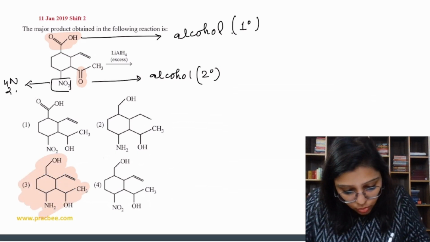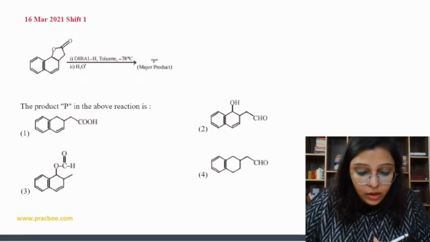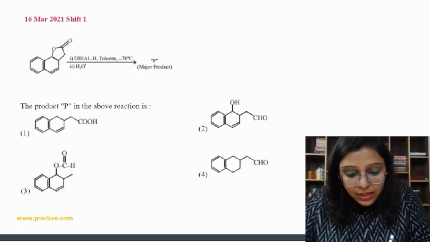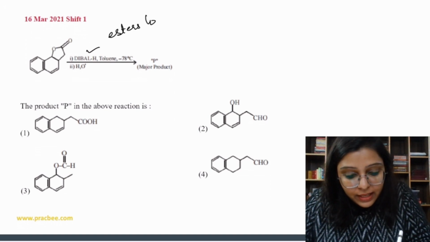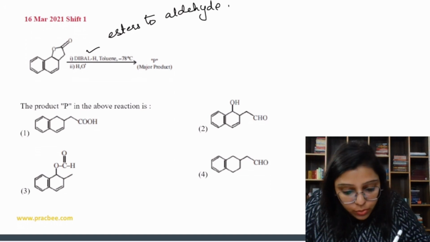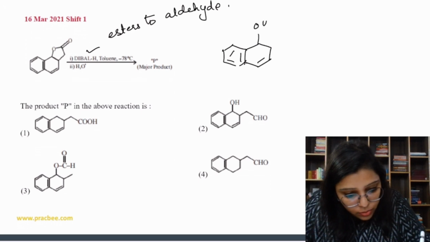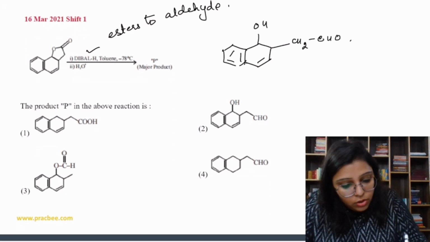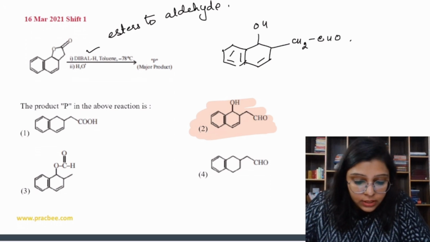See, we get CH2OH, then NH2, and here we write OH. Okay, that's it. Now, next question. So we have this and we have DIBAL-H. DIBAL-H converts esters to aldehyde, right? So what do we get? Here we write OH and here we write CH2CHO. On the basis of that, option 2 is going to be the correct answer.